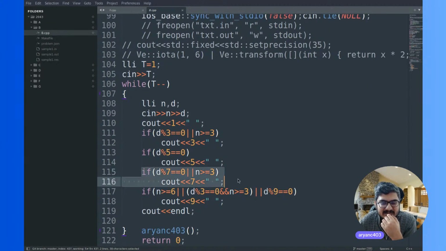For 7, the idea was that either n factorial should be divisible by 7, which happens when n is greater than or equal to 3, or d should be divisible by 7, which happens when d is 7. So you can print 7.